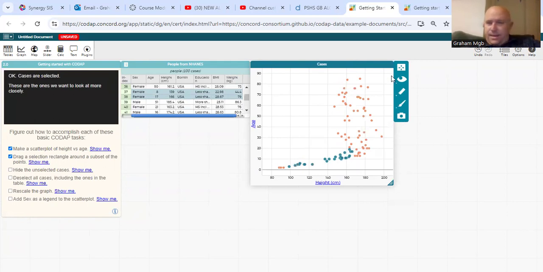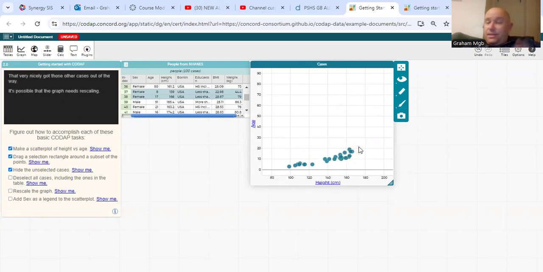Hide the unselected cases. Now, I don't remember what this is. I could click on it. Oh, there we go. Hide unselected. So I'll do that, and then we can just focus. So you can actually choose to look at certain data and not other data. So it might be perhaps I'm only interested in animals that are under 160 centimeters, and I can just focus on those very quickly.